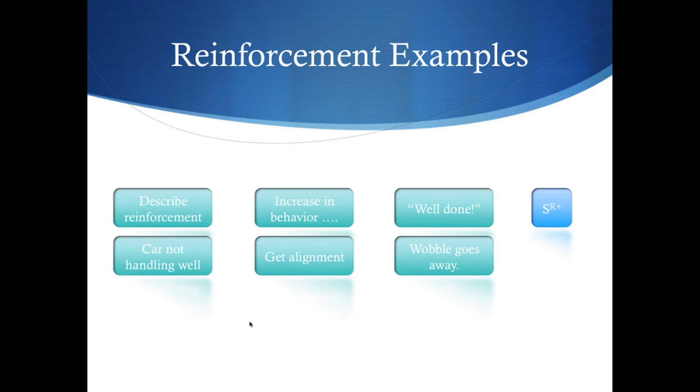So the car's not handling well. You're going to get an alignment, and then that wobble goes away, right? So the consequence of your action is that the wobble goes away. Think about what that consequence is. Is something being added or something being removed? Probably something being removed, right? The wobble itself went away. So what is that going to do to behavior? In the future, if your car is not handling well, then you will likely get an alignment. Okay? Again, negative reinforcement.